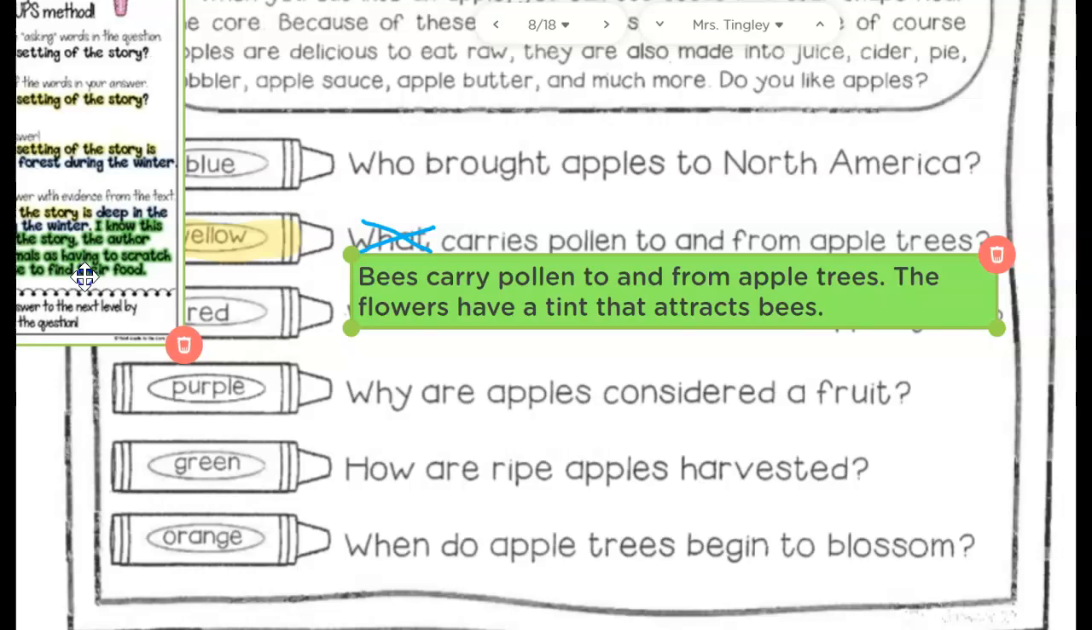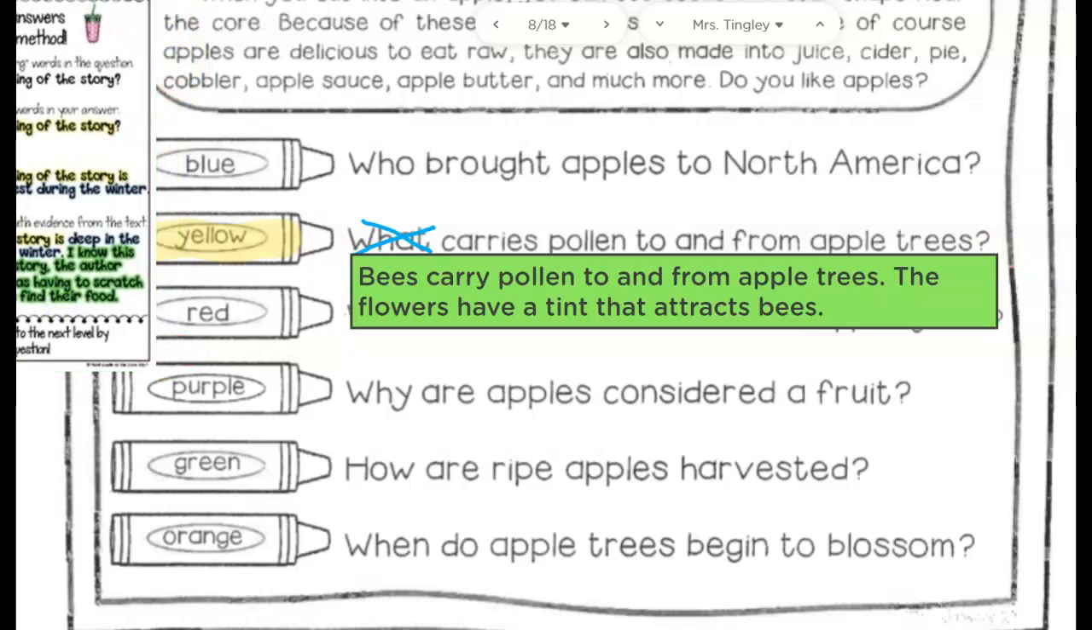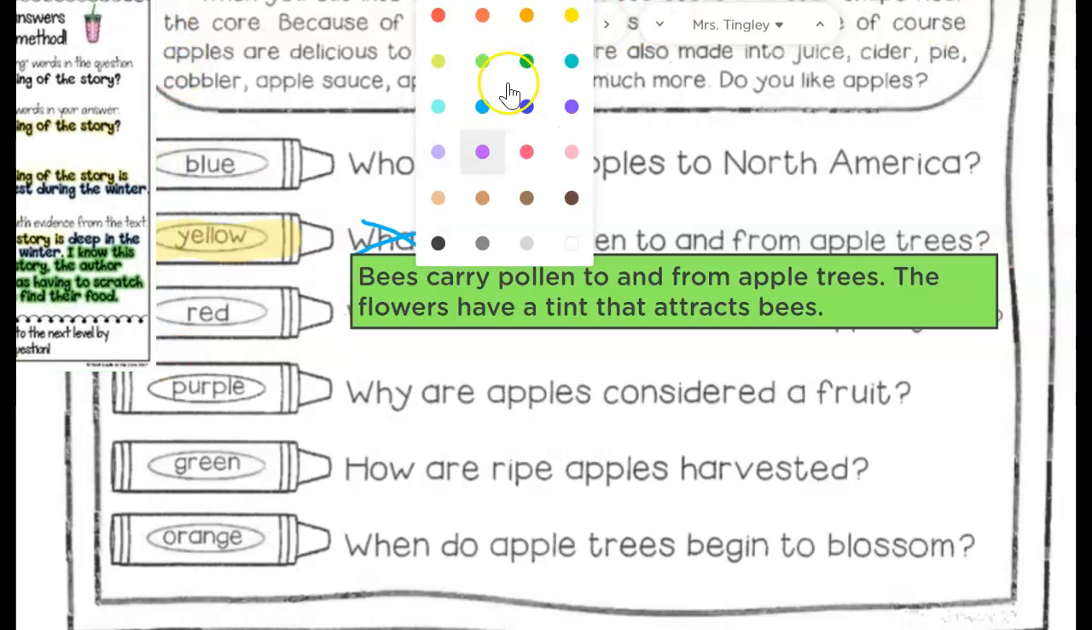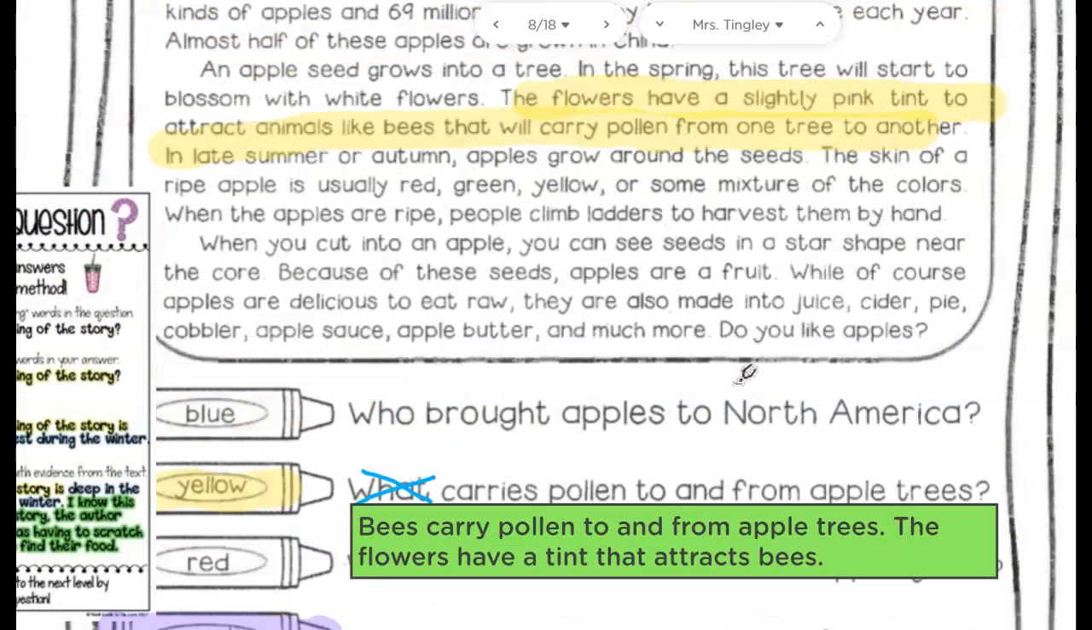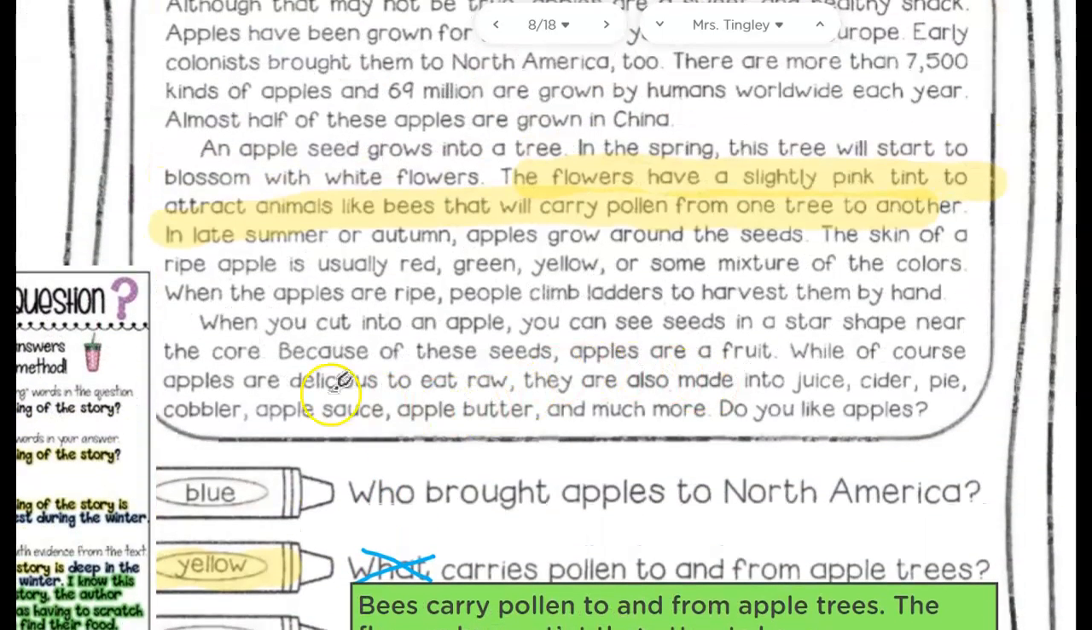Next one we'll be answering is the purple question. Find the purple highlighter. Why are apples considered a fruit? So I'm going to skim and see if I find the word fruit. Oh, right here I see it. Because of the seeds, apples are a fruit. Go ahead and highlight that in purple.